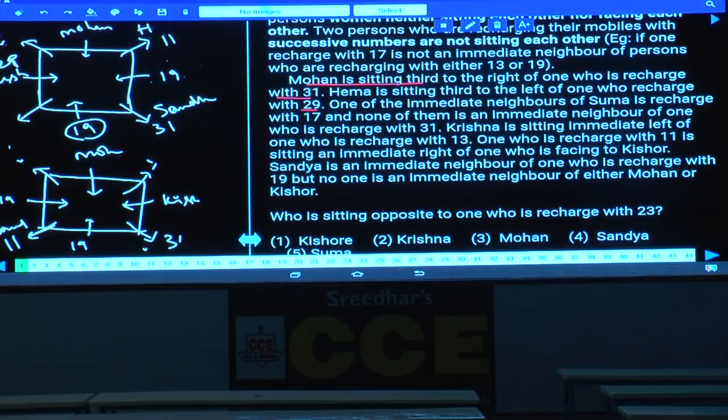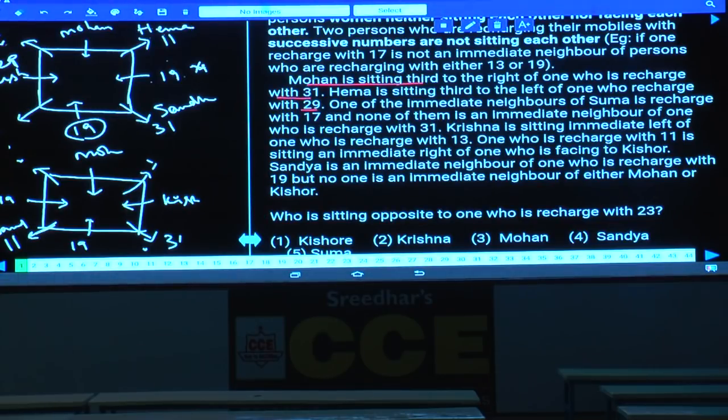Third to the left of the one. Is there any other possibility to this one here? Hema is third to the left of the one. Now this 29 cannot be at this place, isn't it? And can 29 be at this place or not? If 29 is here, 29 and 31 are adjacent to each other. As 29 and 31 are adjacent to each other, they cannot be here. Hence 29 there itself is fixed, isn't it? Now 29 is fixed, and Hema is also fixed. Done with this?